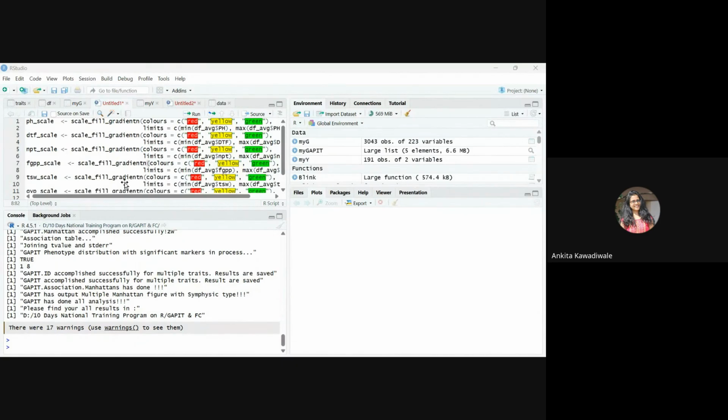Sir, your RStudio is open. We are unable to see the Excel file.